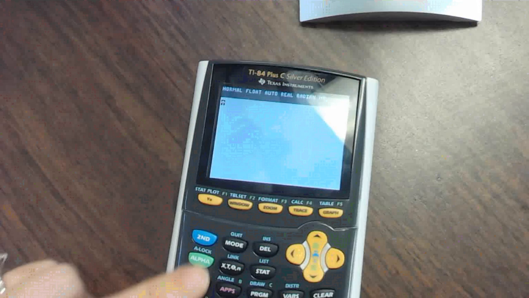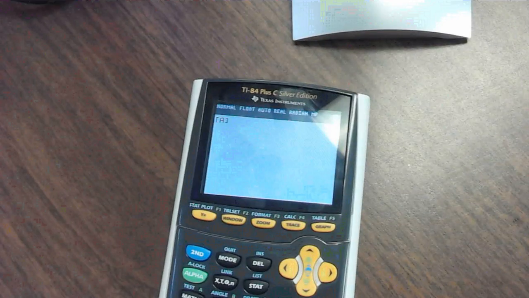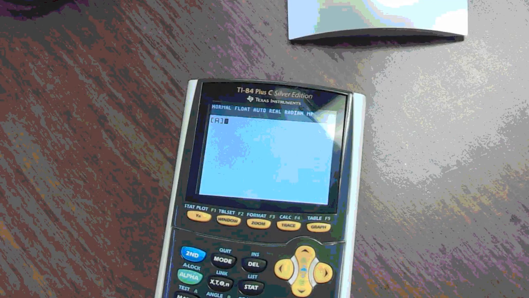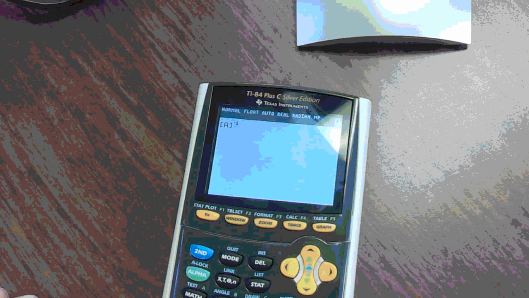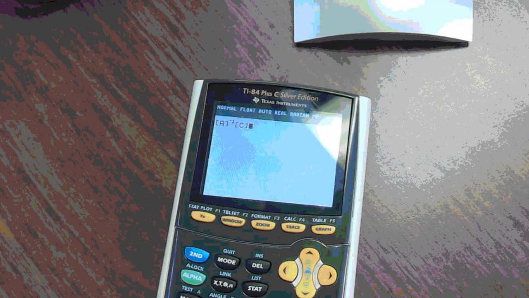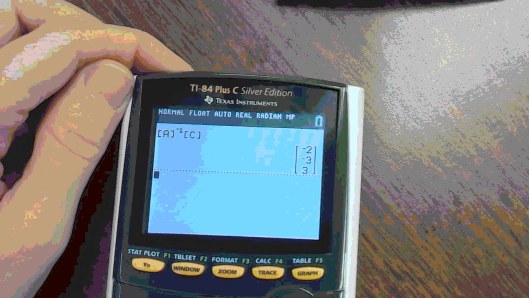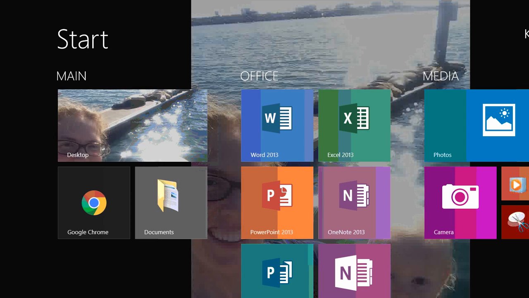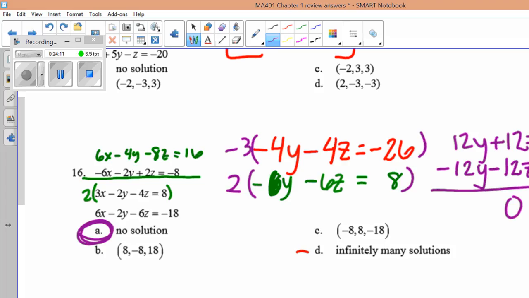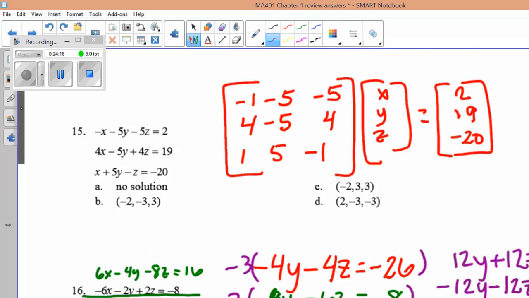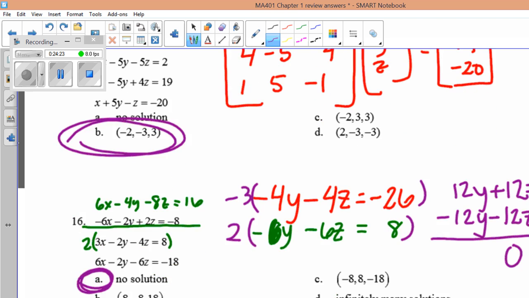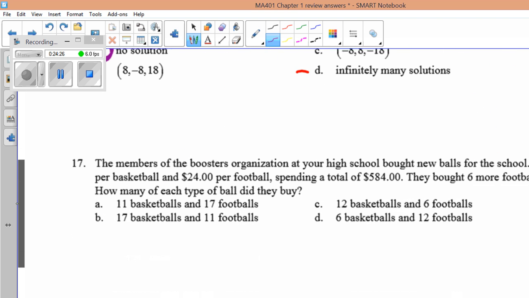So second matrix, 1 for A. This inverse button is the matrix button. And then second matrix, 3 for C. And we get our answer right there, negative 2, negative 3, 3. Okay, let's go back and see if we can find it. Negative 2, negative 3, 3 was right there. So I apologize that that was a little disorganized, but we got it taken care of.